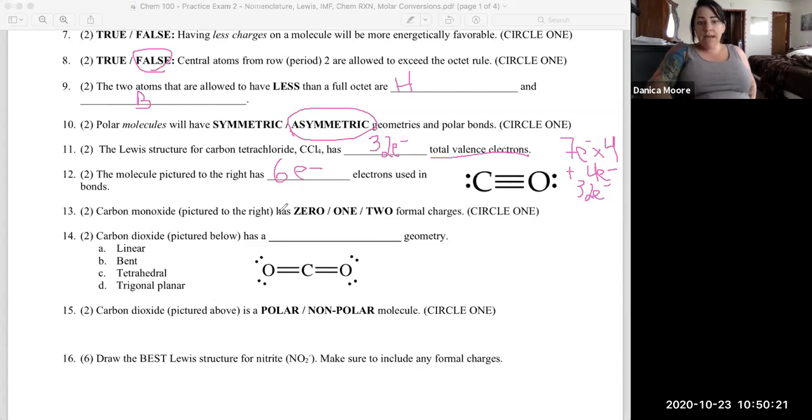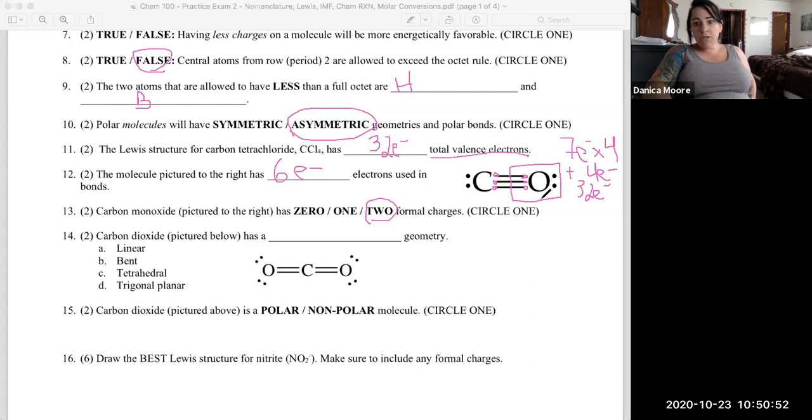Carbon monoxide has 0, 1, or 2 formal charges. 2. It has 2 formal charges. How do you know that? Because I can look at the molecule and evaluate it for formal charges by doing my little box thing.